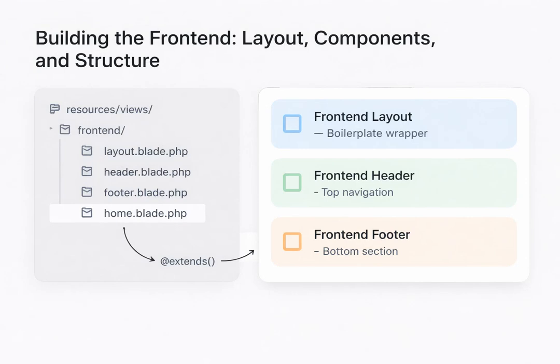Picking up where we left off, the instructor now moves into building out the front end of the application. The first step is creating 3 core Blade components using PHP Artisan: a front-end layout, a front-end header, and a front-end footer. These are generated using Pascal case naming conventions when passed to the Artisan command. The file system stores them in kebab case automatically.